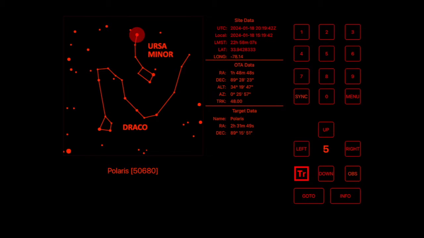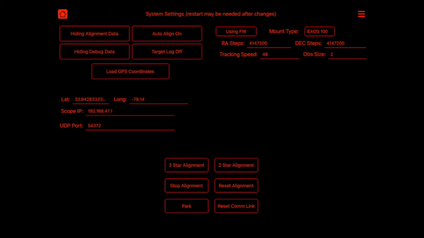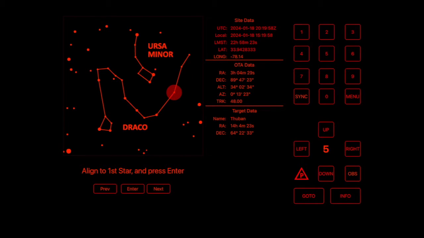Okay, so we're going to go back to the menu now, and let's just go over a common thing that people have trouble doing. We're going to go to a 2-star alignment. And I'm just pressing the buttons as needed. This 2-star alignment takes you through a dialog which is going to run you through multiple stars to align the mount.